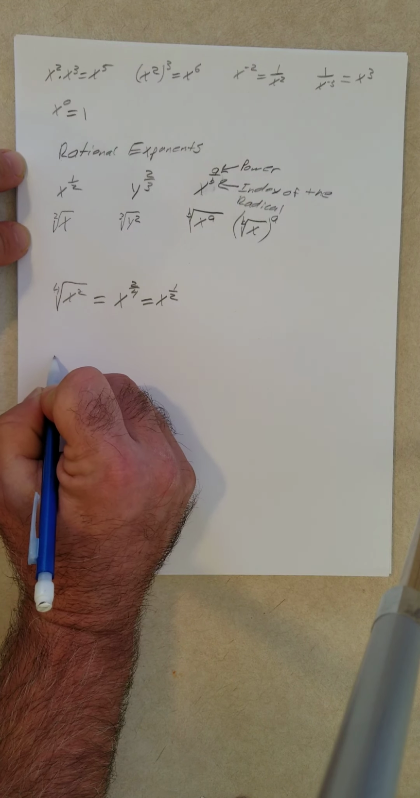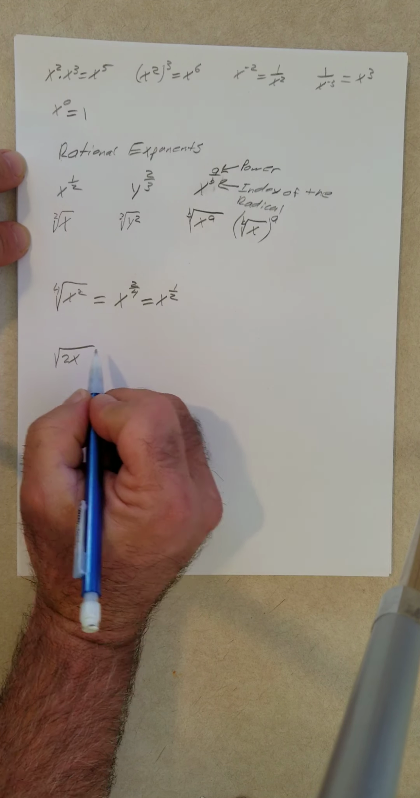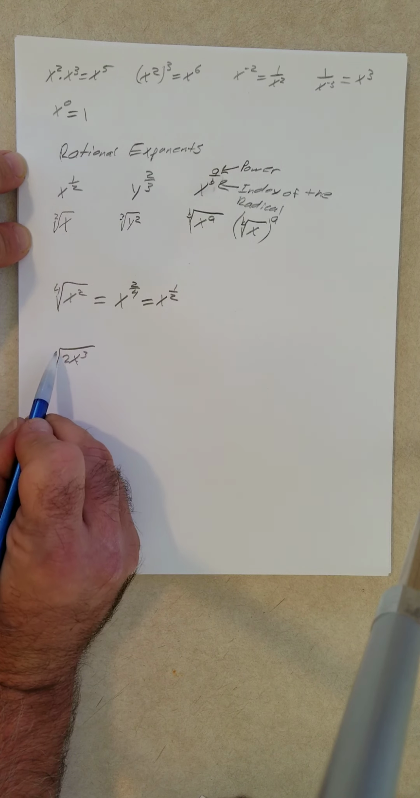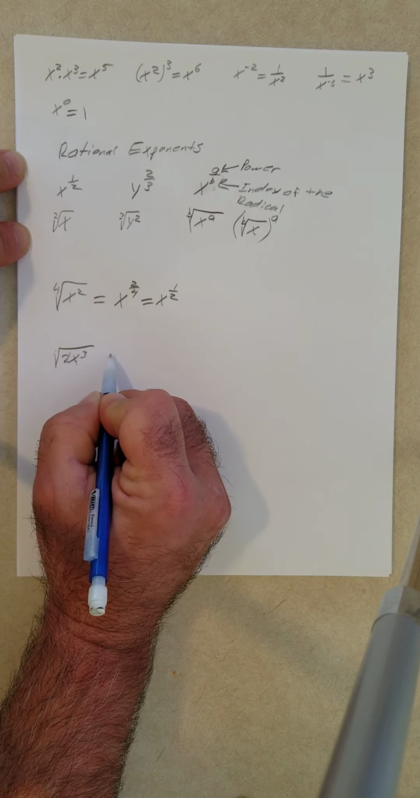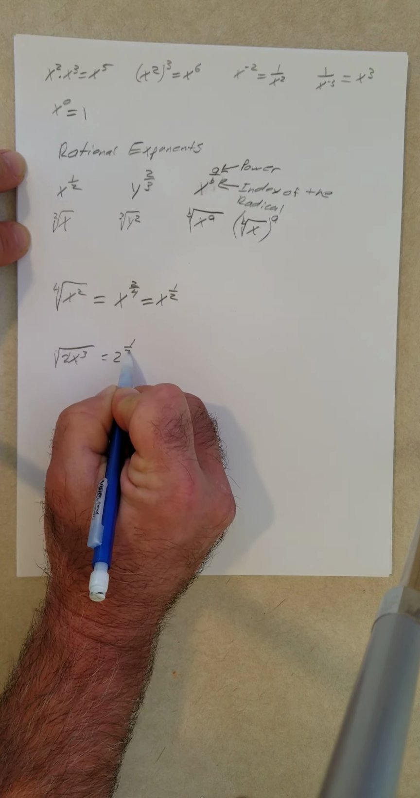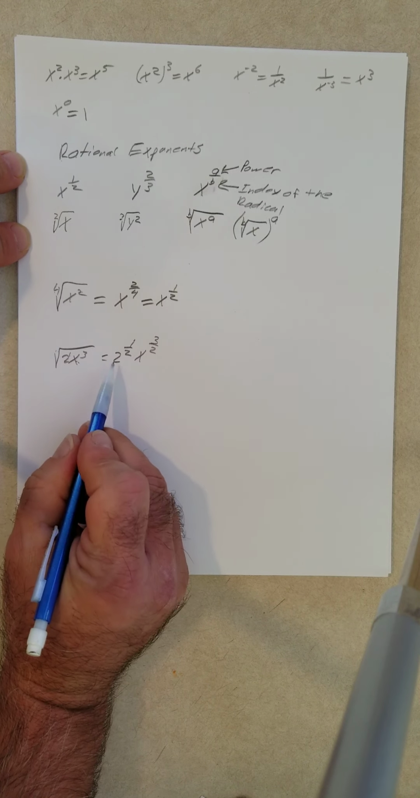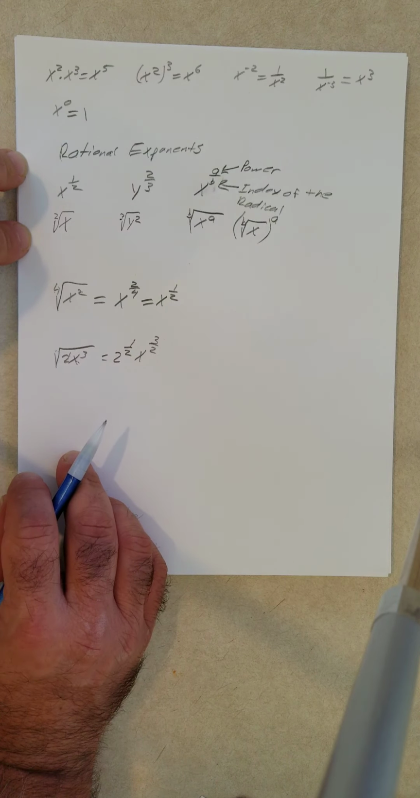The only thing that makes a little difference, if I have the square root of 2x to the third, each factor inside gets raised to the whatever over 2 power. So this is 2 to the first, so that becomes 2 to the 1/2 power, and x to the 3/2 power. And I can't multiply those bases together, so I can't simplify any exponents, so that would be all there is to that one.